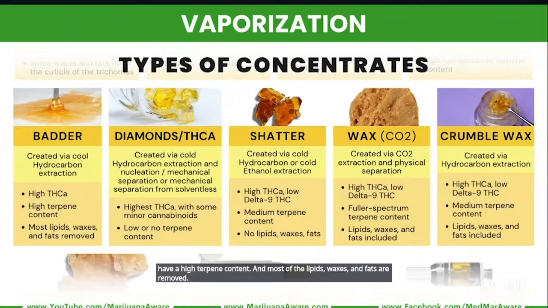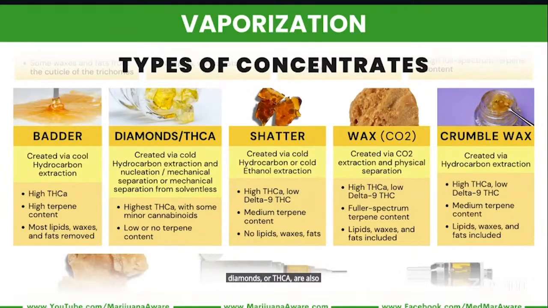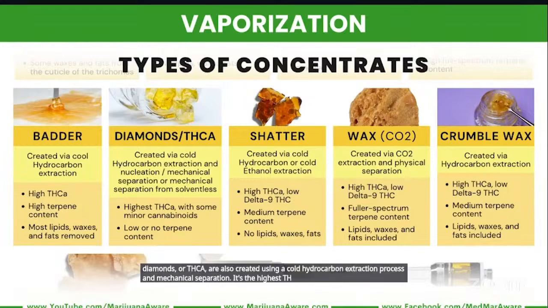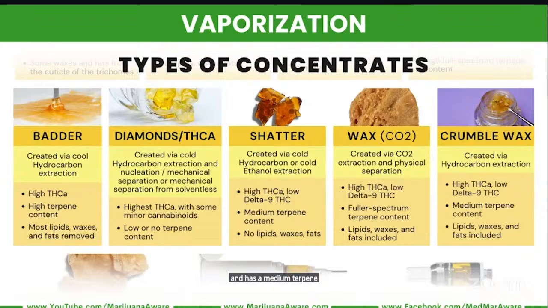Diamonds, or THCA, are also created using a cold hydrocarbon extraction process and mechanical separation. It's the highest THCA concentrate out there and has some minor cannabinoids, but it has low or no terpene content. Shatter is created using a cold hydrocarbon process and also can be made using a cold ethanol process. It's high in THCA, low in delta-9 THC, and has a medium terpene content, but no lipids, waxes, or fats.